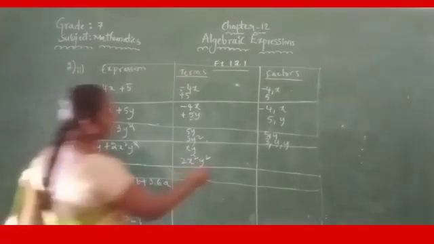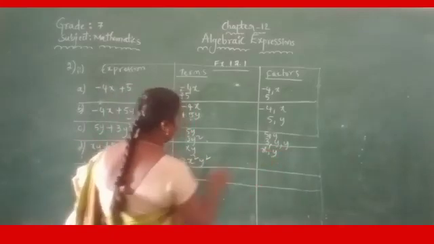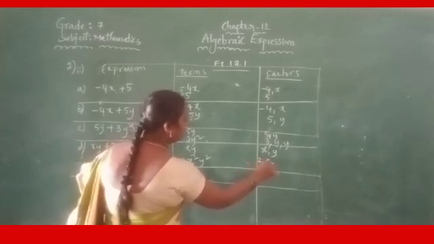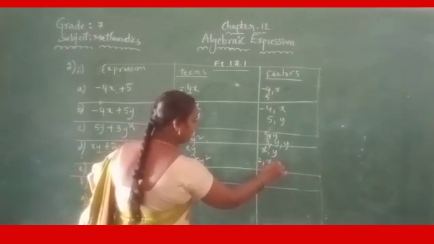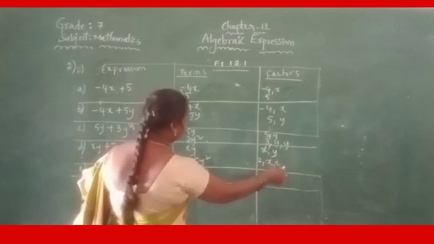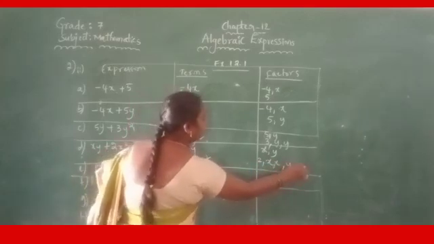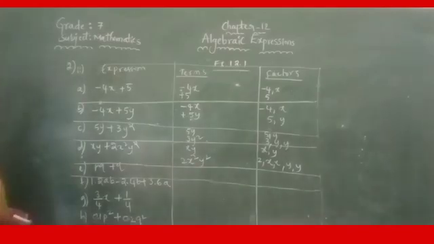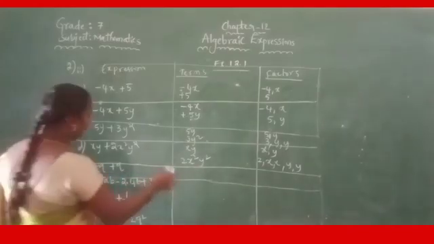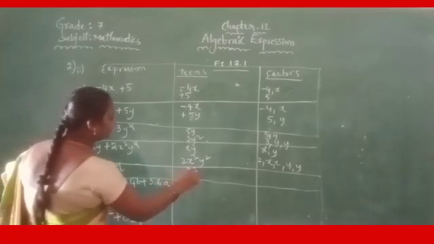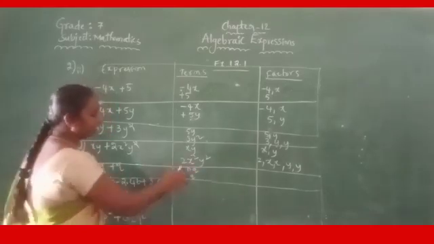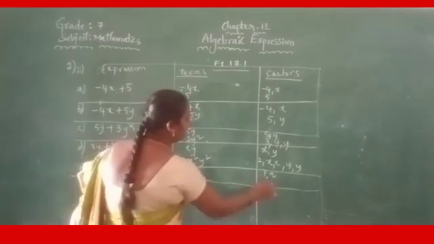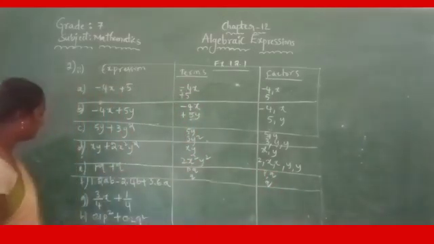In xy, the factors are x, y. In 2x square y square, the factors are 2, x square means x into x, those are x comma x, and next y square means y, y. So these are the factors. You have seen this in the tree diagram, like that. pq plus q. How many terms? 2 terms, pq and q. What are the factors here? pq: p comma q. q: only the q is the factor.